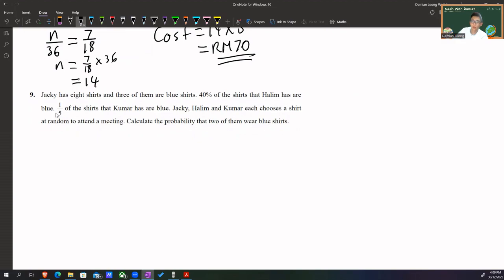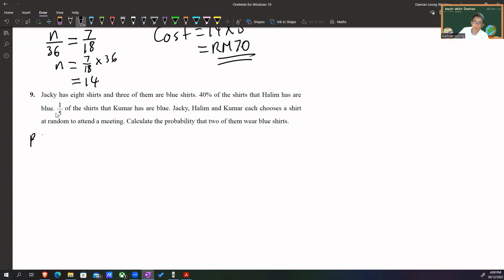Then 1 over 5 of the shirts that Kumar has are blue. Jackie, Halim, and Kumar each chooses a shirt at random to attend the meeting. Calculate the probability that 2 of them wear blue shirts. So, based on the number of shirts, the percentage, and the probability, I can see the probability of getting a blue shirt for each of them.